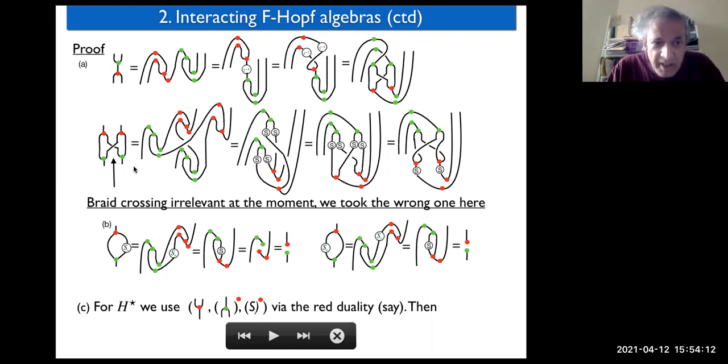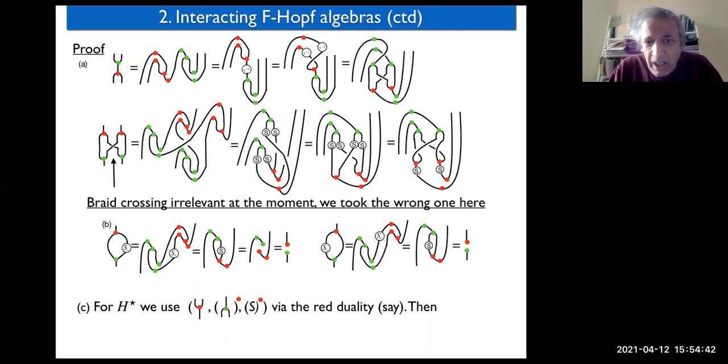Now I'm going to start on the other half. I want these two to be equal. So I'm going to look at this, but I'm going to take it with the wrong braid crossing, which of course is not relevant at the moment. Now, again, I will dualize them, so in terms of their dual structures, I can recognize a bunch of times where S occurs in these bends when I've got a green and a red. So I actually got this.